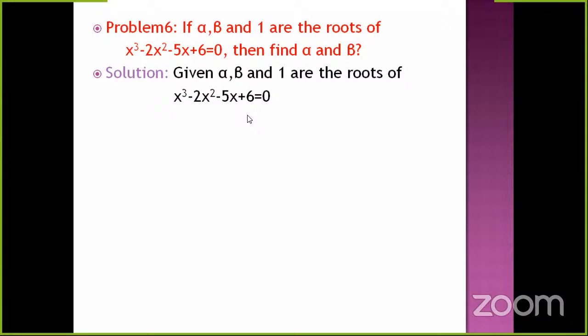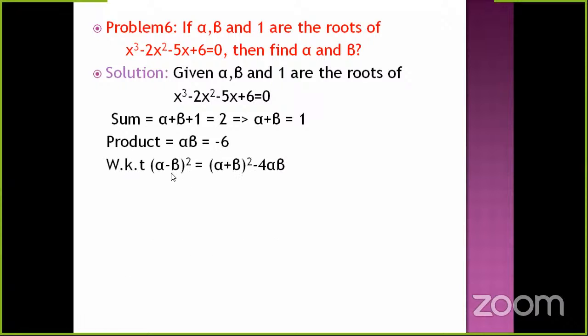So here I am taking the equation and see here S1, that is the sum of the roots, alpha plus beta plus 1 is equal to minus A1. What is the value of A1 here? It is minus 2. So by taking 1 to the right side, I will get alpha plus beta is equal to 1. And what is the product of the roots? Alpha into beta into 1, that is alpha beta is equal to minus 6.